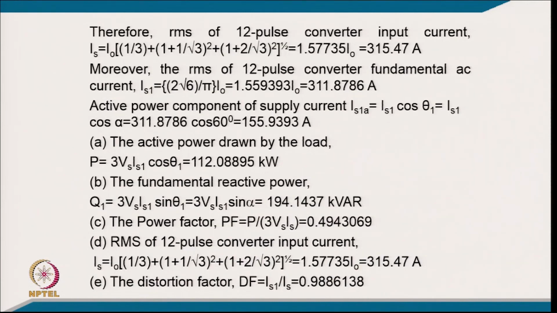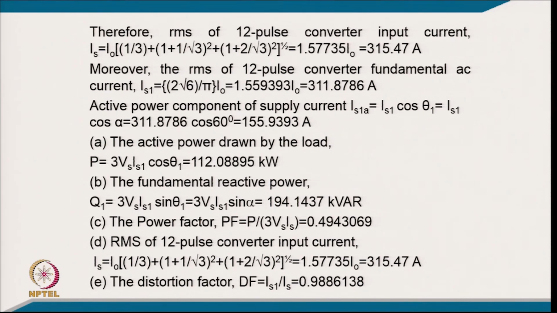So, coming to calculation, the RMS voltage from that waveform you can calculate. It comes to 315.47, and the RMS of the 12 pulse converter fundamental IS1 from this relation you will get 311.87, and the active power component will be IS1 cos theta 1, giving an alpha value. So, you get 155.93, and active power drawn will be 3 Vs IS1 cos theta 1, it comes 112.08895 kilowatt, and fundamental reactive power will be 3 Vs IS1 sin alpha. So, it comes 194.1437 kVAr, and power factor will be P upon 3 Vs IS.